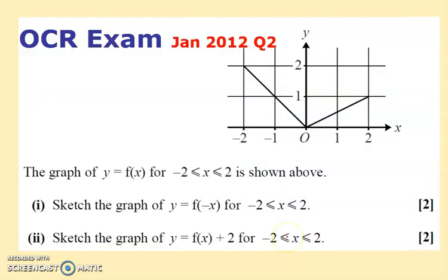Now, a couple of exam questions. So this was January 2012, and it draws me this function, and it says it only exists. So this is what this bit means. It only exists between 2 and minus 2.